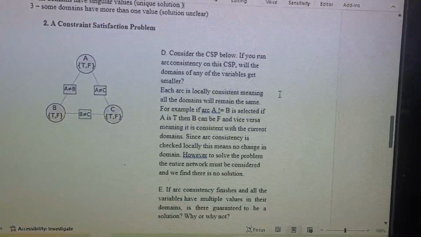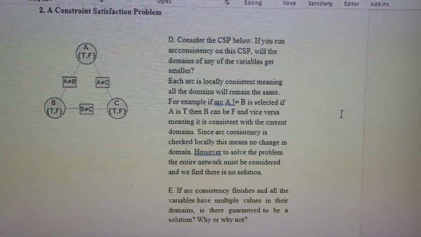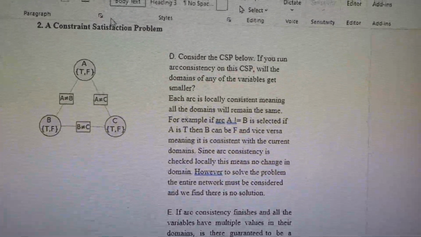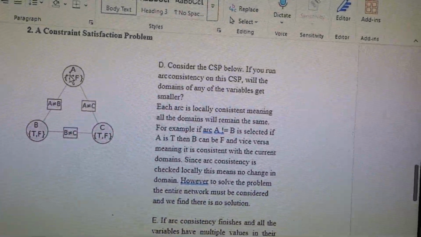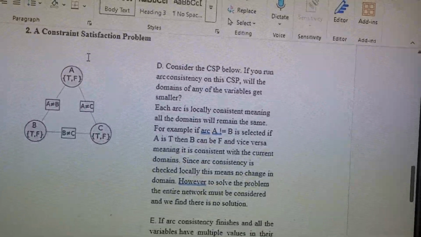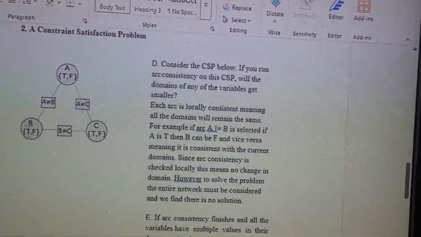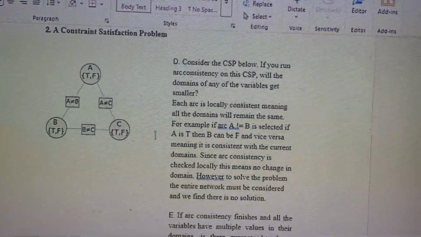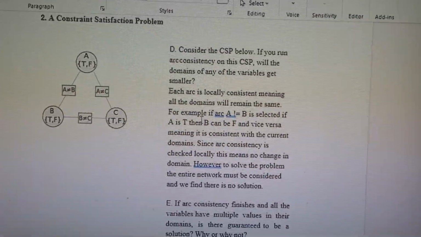So this here, the constraint satisfaction problem. To start off, if you check the consistency, each arc itself is consistent, because if A is T, then B can be F, or if A is F, then B can be T. And so it doesn't reduce the number of values in the domain of each variable.